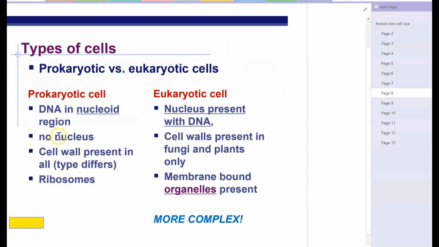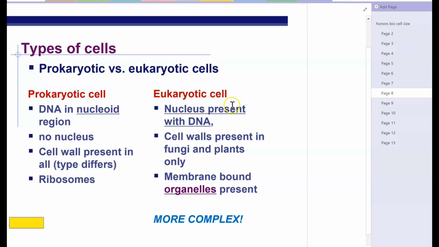So prokaryotic cells: before the karyon, so before nucleus, that's what that is. They don't have a nucleus, they don't have any organelles, and they do have ribosomes, but they also have a cell wall, and they have DNA. And DNA is not in the nucleus, though. It's in what we call the nucleoid region.